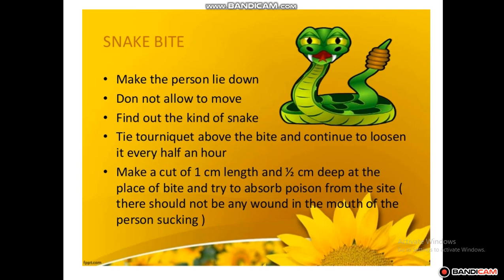Make a cut of 1 centimeter length and 1 centimeter deep at the place of the bite. Try to suck the poison from the side. There should not be any wound in the mouth of the person sucking. That is an old method.